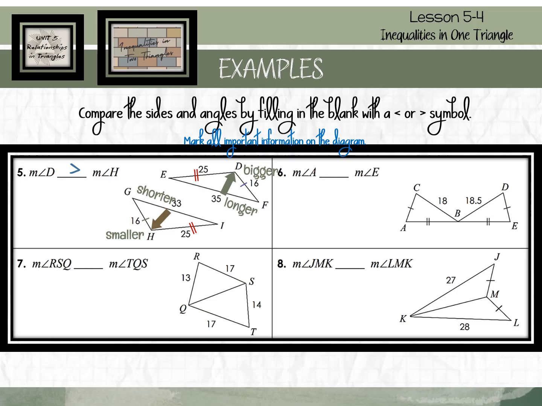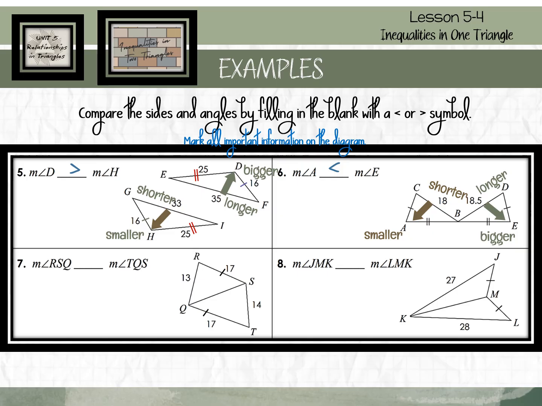We have the sides already marked that are congruent to each other. 18 is shorter than 18.5, barely, but it is. So angle A is opposite the shorter, so it's smaller. And angle E is opposite the longer one, so that is bigger. So filling in the blank, we fill it in with less than. Measure of angle A is less than measure of angle E.